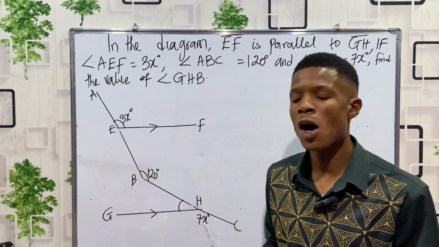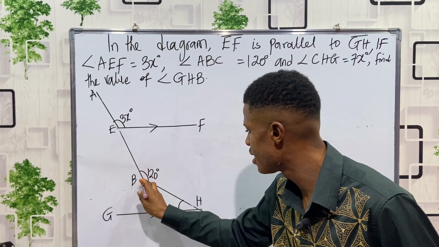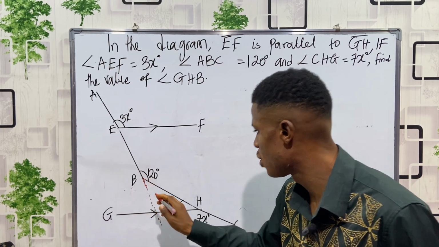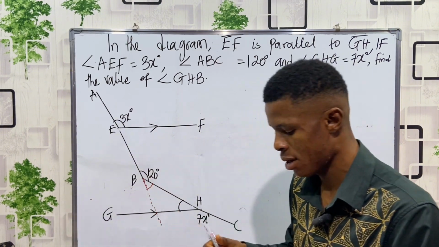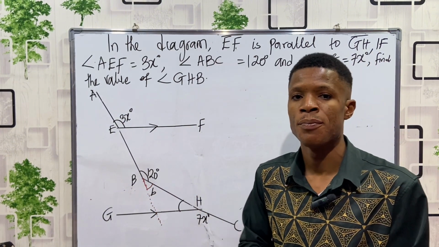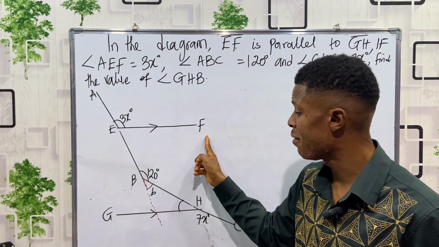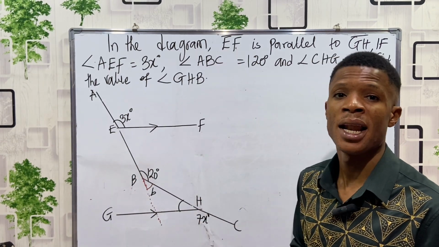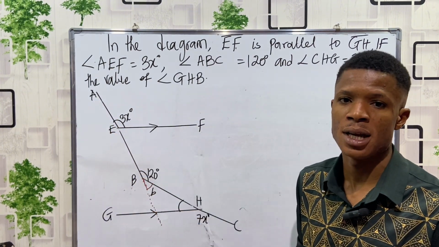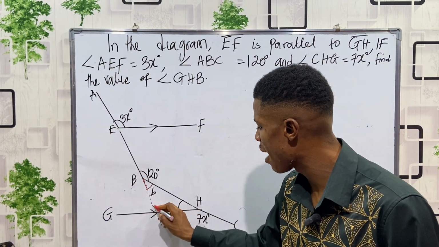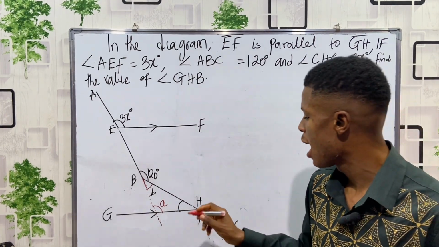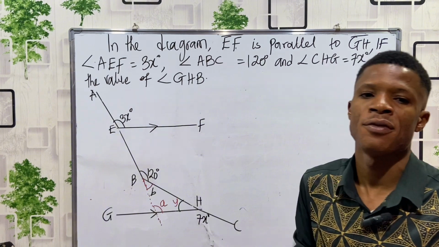To solve this, we are going to extend this particular line here so that we can have an angle here, which is B. Let's put it just B. Since line EF and line GH are parallel to each other, and the transversal line AB cuts them, you can now see we have an angle here, which we can put as A, and let's call this one Y, for instance.